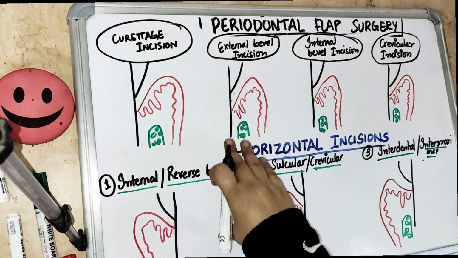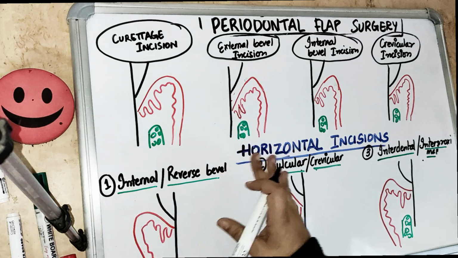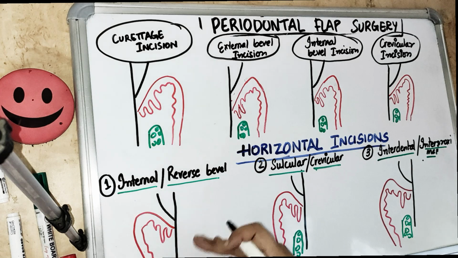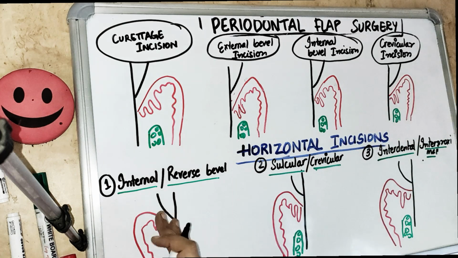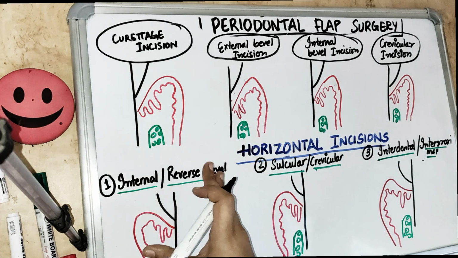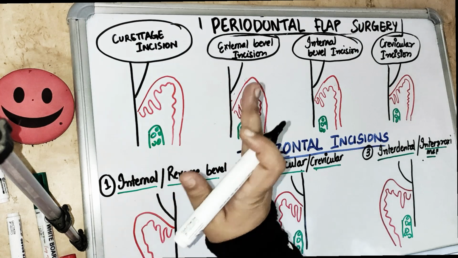Before starting with the specific periodontal flap surgery of today's topic, let's discuss a few incisions, the horizontal and the vertical incisions. Before starting with a specific flap, we should be familiarized with what kind of incisions there are. So these are the most common incisions we'll be talking about.